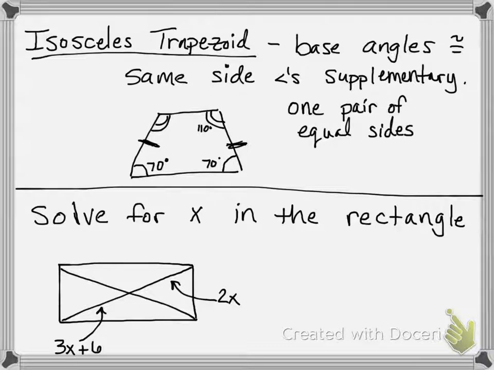Okay, moving on to solving for x in this rectangle. We know that the diagonals here are equal to each other, and they also bisect each other. So what we're able to do is set 2x equal to 3x plus 6.